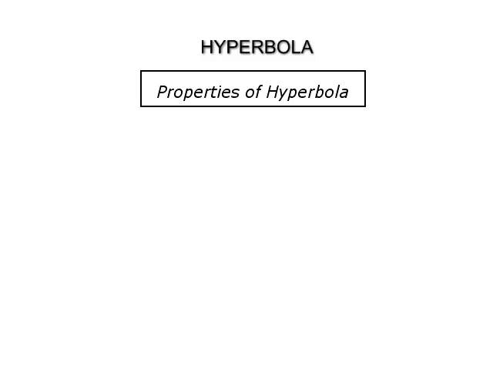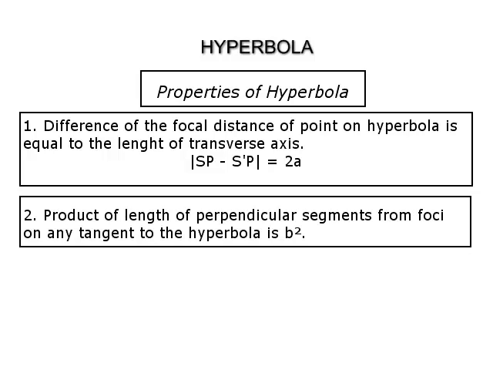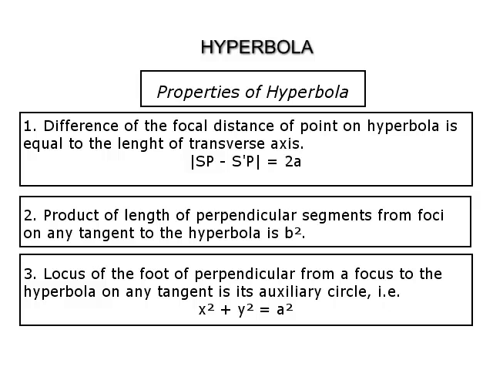Properties of hyperbola. Number 1. The difference of focal distances of a point on the hyperbola is equal to the length of transverse axis, that is mod of SP minus S dash P equal to 2a. Second, the product of lengths of the perpendicular segments from the foci on any tangent to the hyperbola x square upon a square minus y square upon b square equal to 1 is b square. Number 3. The locus of foot of perpendicular from a focus to the hyperbola on any tangent is its auxiliary circle, that is x square plus y square equal to a square.